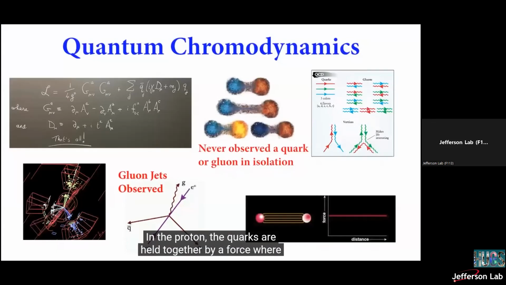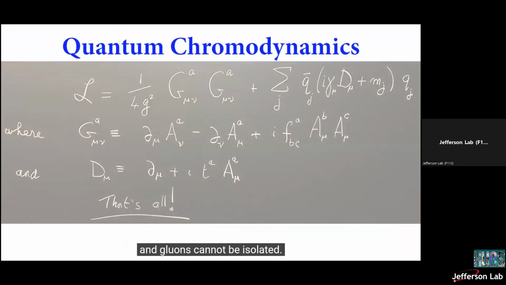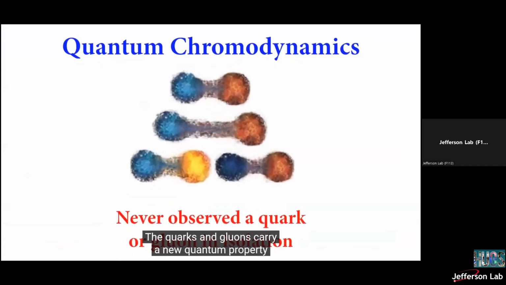In the proton, the quarks are held together by a force where gluons are exchanged, and with such a strength that the quarks and gluons cannot be isolated. The quarks and gluons carry a new quantum property known as color. The theory used to describe this force is known as quantum chromodynamics, or QCD, the quantum theory of color.